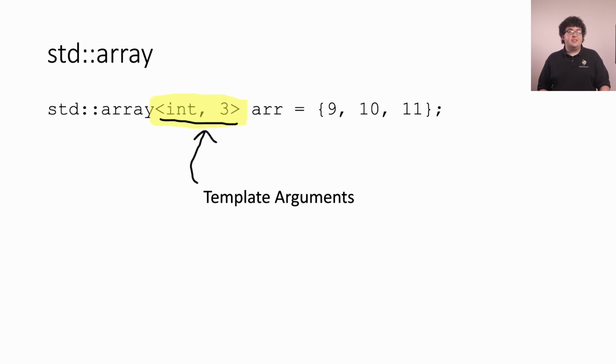When we declare an instance of std::array and specify the template arguments, the compiler turns that generic code into fully specified code for our particular type and size. We'll look at how to write our own templates later. For now, we're just focused on using templated classes that other people have written for us.